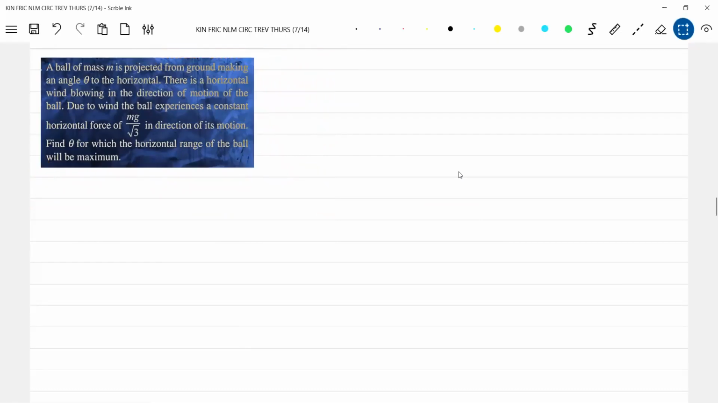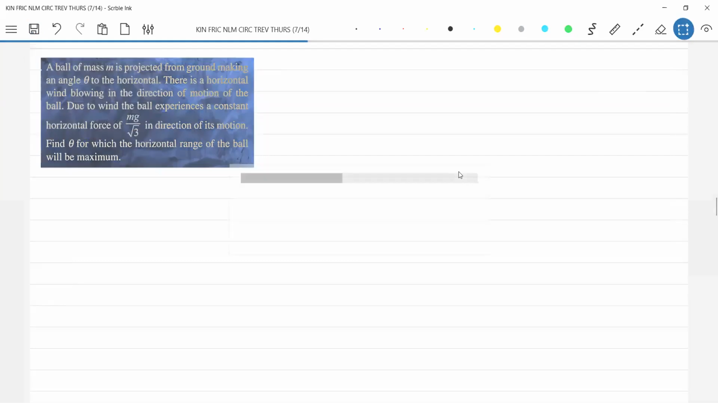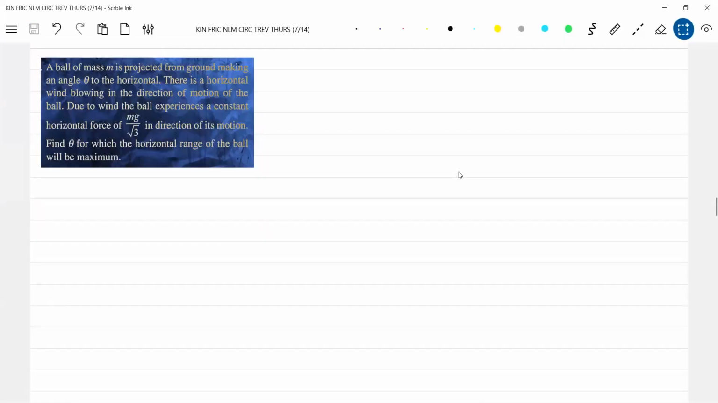If there is some wind blowing, due to that acceleration, what can be the maximum range? How to bring that condition in here? Two problems, this one and the next problem, the same method is what I'm going to introduce here. Okay, let's have the diagram first.